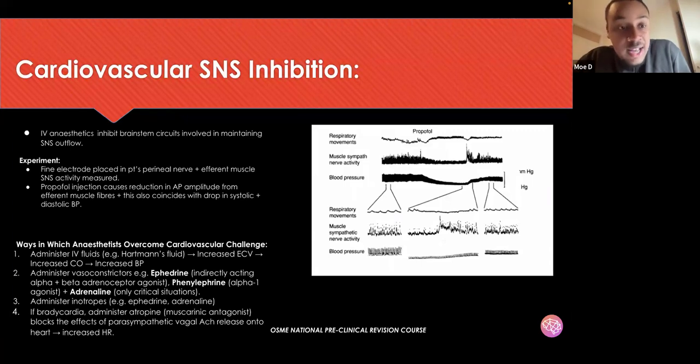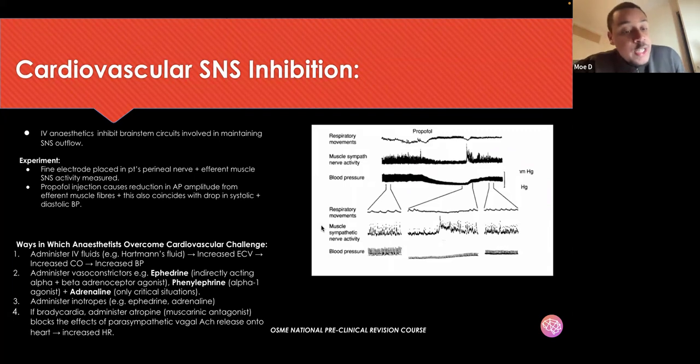Now in terms of IV anesthetics, how they affect the cardiovascular system is that they inhibit brainstem circuits, which are involved in maintaining sympathetic nervous system outflow. So in this experiment on the right, what they did is they placed a fine electrode in the patient's peroneal nerve, and they measured efferent sympathetic nervous system activity over here. So what happens is at the point where you inject propofol, you see a reduction in action potential amplitude from those efferent sympathetic nervous system fibers, and that also coincides with a drop in systolic and diastolic blood pressure.